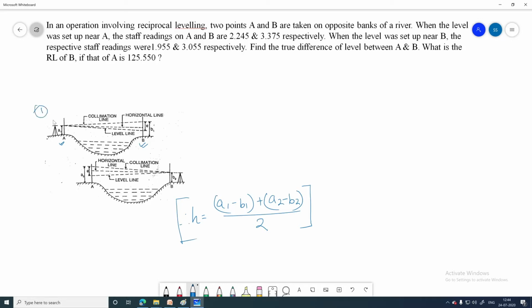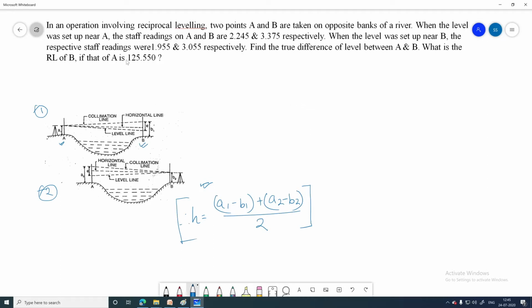Suppose we consider A and B, two locations, and we have some readings in setting 1. If the staff reading at A is A1, and the staff reading at B is B1 at setting 1, and similarly for setting 2, the instrument station is shifted to the opposite side, that means at point B, so the staff reading at point B is B2 and the staff reading at point A is A2. In such conditions the difference of level between A and B is given by this expression that we have previously proved.